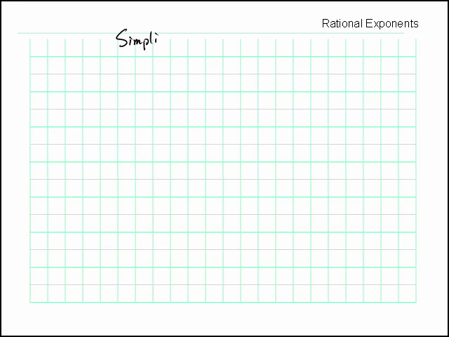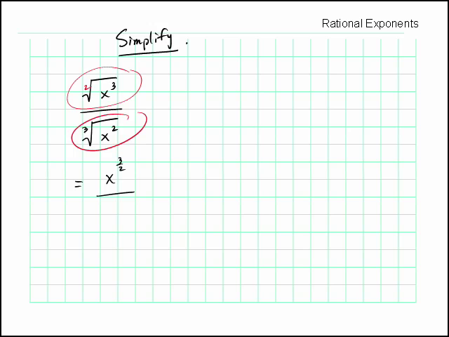Couple more. Simplify. The square root of x cubed over the cube root of x squared. Once again, to simplify this, I'm going to write each one as a fractional exponent. This one right here is x to the 3/2 power. This one is actually x to the 2/3. If I subtract those exponents, that's what I'm supposed to do. This is x to the 3/2 minus 2/3.